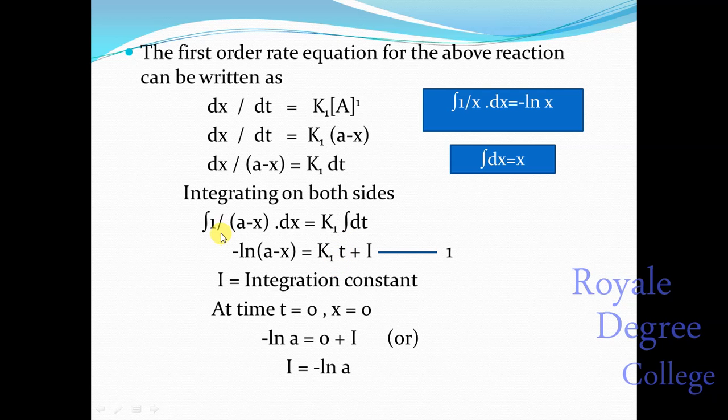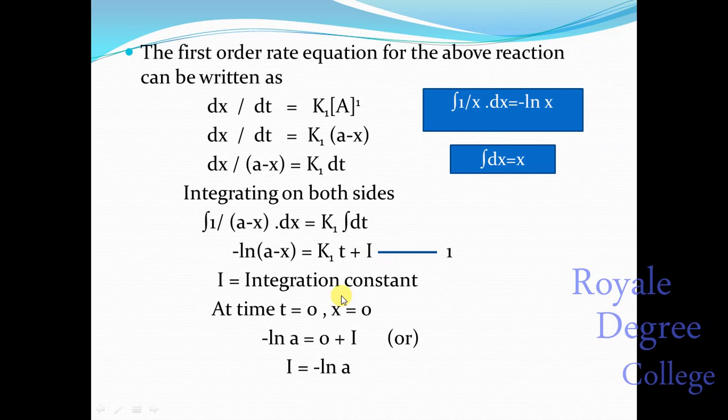Like this, here integration of 1 by a minus x into dx is equal to what? Minus ln a minus x. It is equal to K1 times integration of dt, which is t, plus I we are writing. I is nothing but the integration constant. It is our equation number 1.